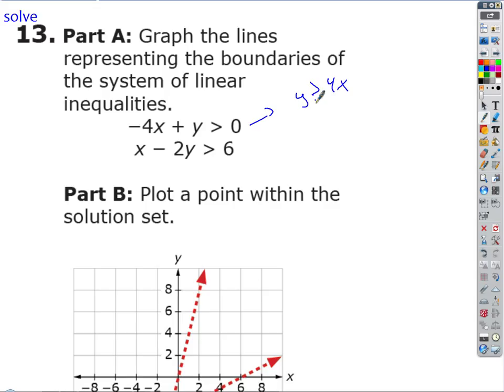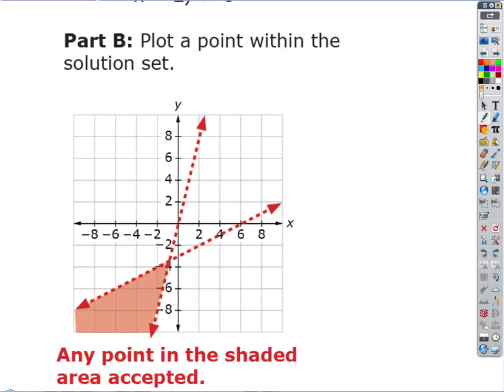So that boundary line is going to have a slope of what? 4, y-intercept of 0. So we'd start there, and we'd rise 4 and run 1, and then I could make a line, connect and extend that, right? And make it dashed, okay?